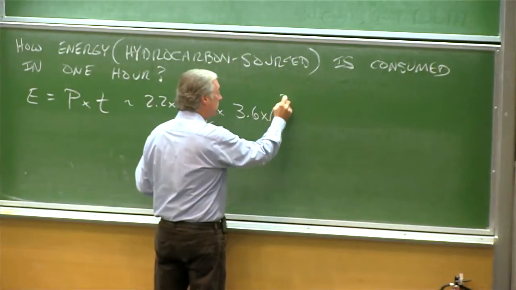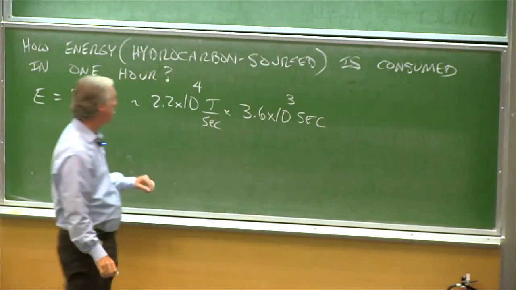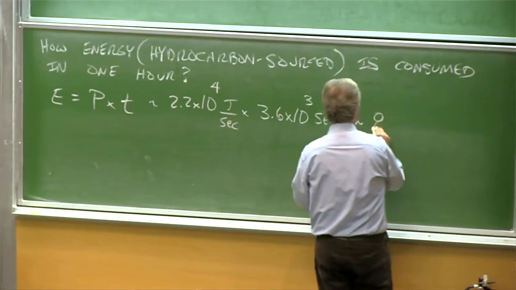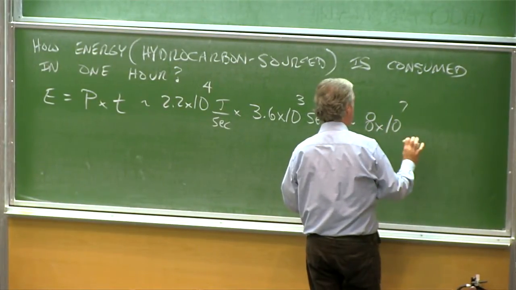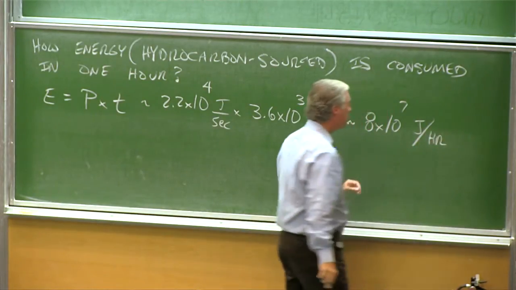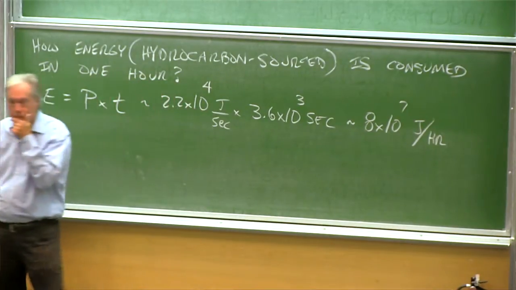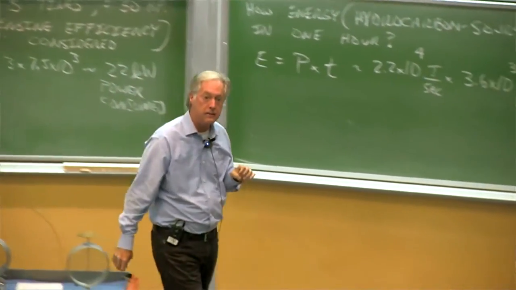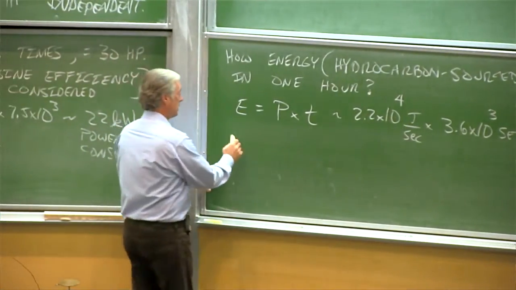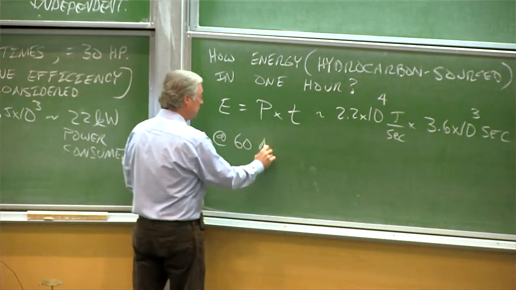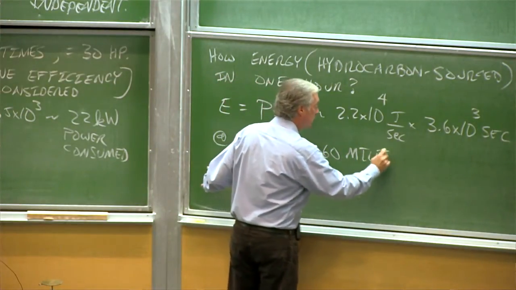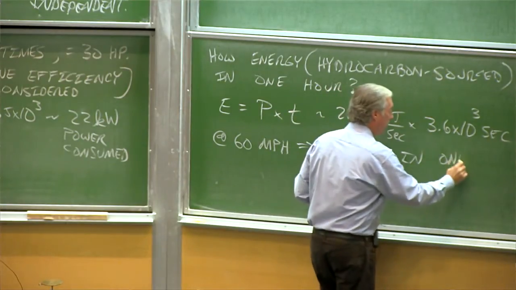3.6 times 10 cubed seconds. So we see it's about 8 times 10 to the 7th joules per hour. Somewhere around there, right? And let's see. In an hour, how far did we go? At 60 miles per hour, then 60 miles in 1 hour.